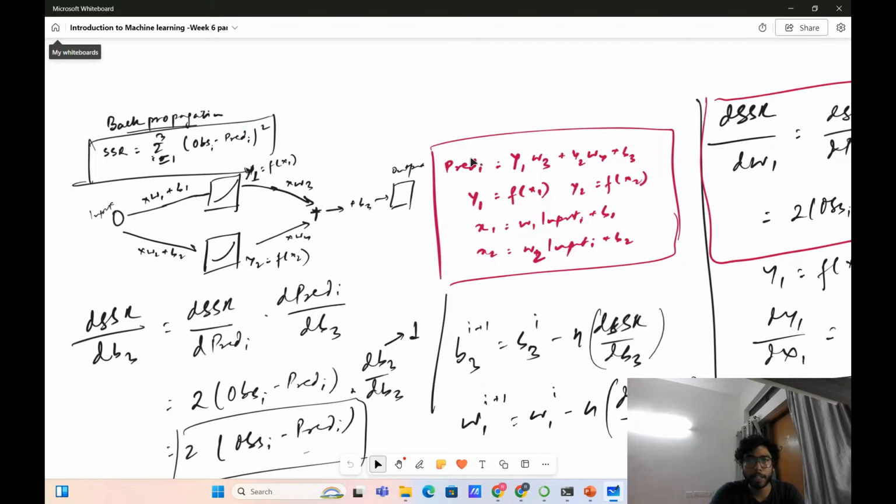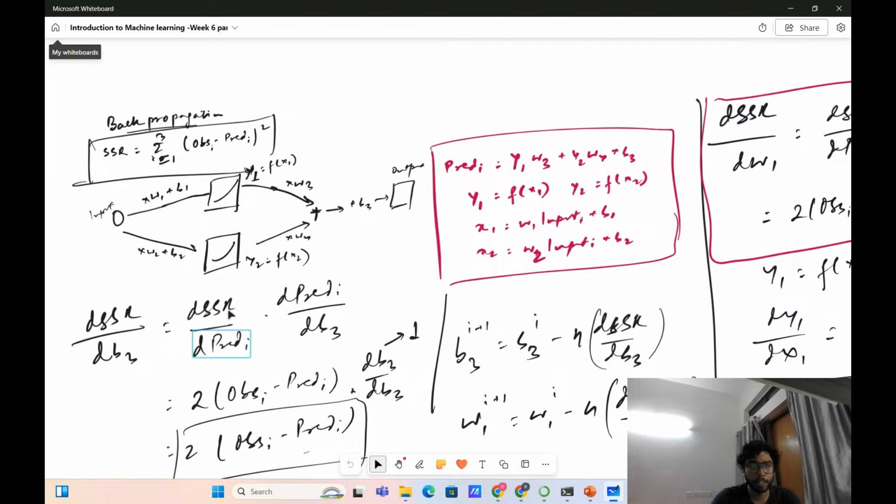And the predicted is in turn a function of B3. If you see over here, in this equation, predicted is a function of B3. So if you remember from the chain rule, what we do is take the derivative of SSR with respect to predicted and then take the derivative of predicted with respect to B3. So that's what we had done. So first take the derivative of whichever is a direct function, and then take the derivative of this function with respect to B3, whichever is a direct function over here, right?